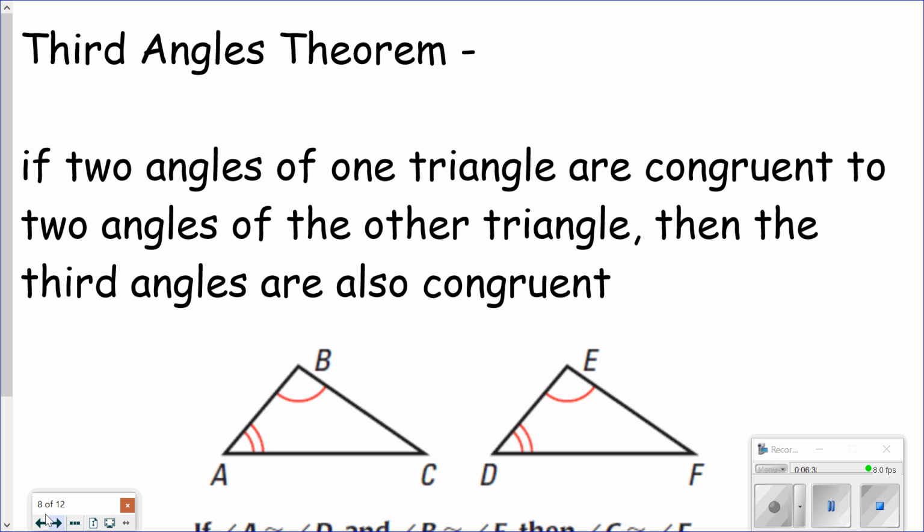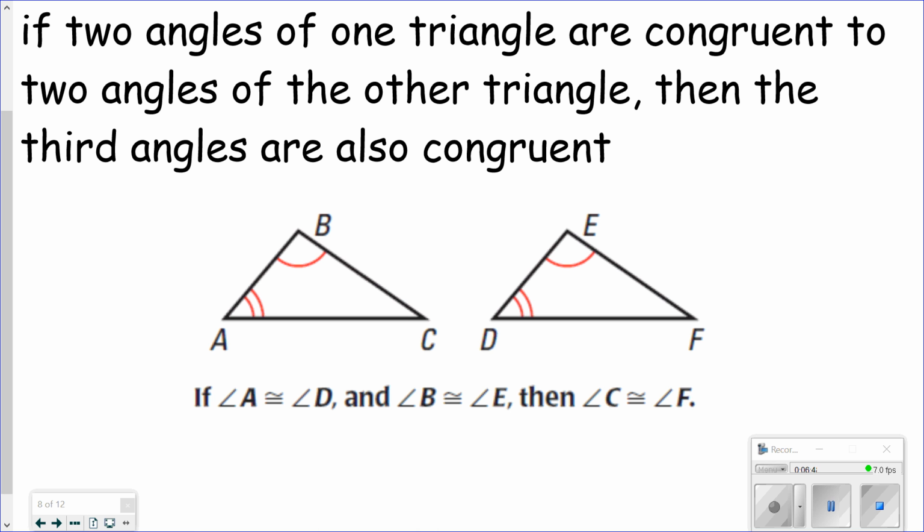Third angles theorem. If two angles of one triangle are congruent to two angles of the other triangle, then the third angles are also congruent. I'm going to scroll down here. So this is just saying if I know that angles B and E are congruent and angles A and D are congruent, C and F also must be congruent. And we know this because the angles all add up to 180.